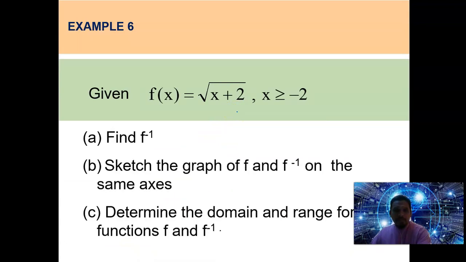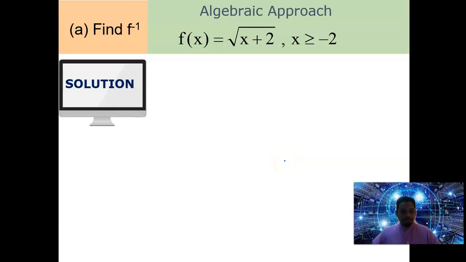Okay, so example 6: given f(x) equals the square root of x plus 2, find f inverse, sketch the graph on the same axis, and determine the domain and range for the functions f and f inverse. Okay, so now let f(x) equal y equal to the square root of x plus 2. To find the inverse, find f inverse.